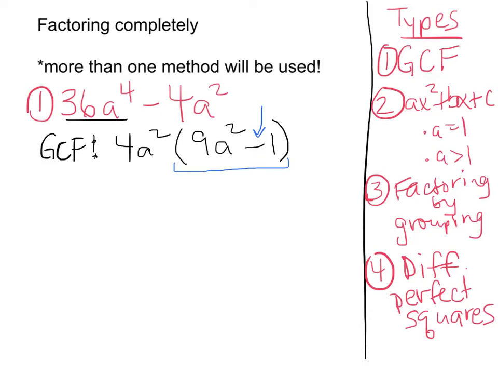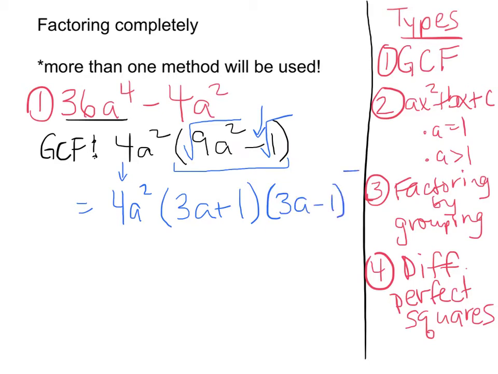So now to finish this problem, I'm going to have to factor what's in parentheses. So I'm just going to bring down my 4a squared because it's still a part of my problem. And this is the difference of perfect squares. So I have to take thing 1, which is 9a squared, and take the square root of that, which is going to be 3a. Then I have to take thing 2, which is 1, and take the square root of that, and the square root of 1 is 1. Now that I have those two things, I'm going to add them and I'm going to subtract them. So this would be my final answer. So again, for this problem, not only did I have to do the GCF method, I still then had to do the difference of perfect squares.